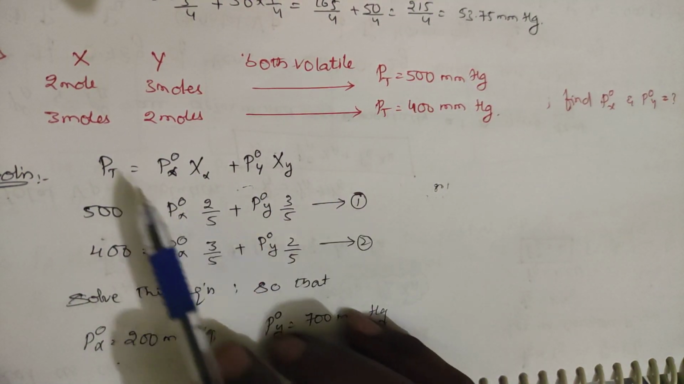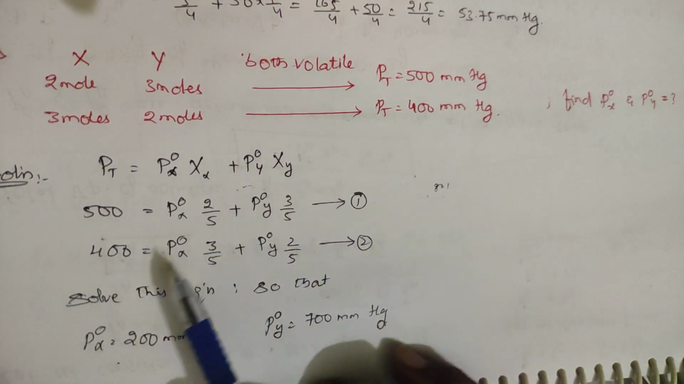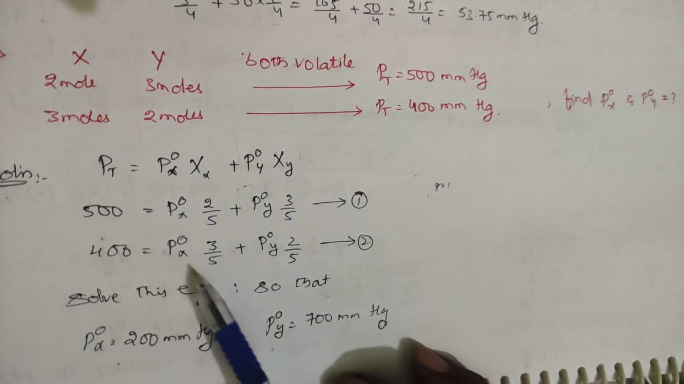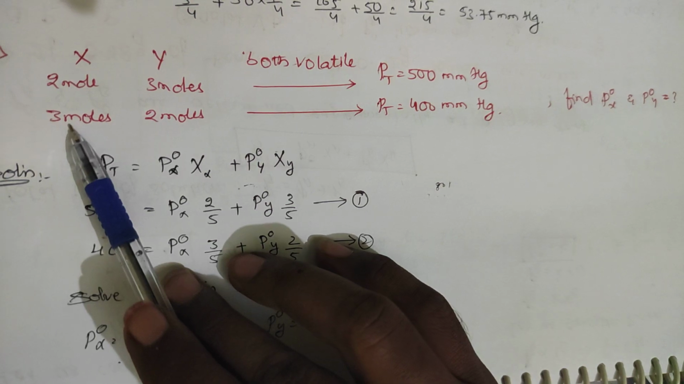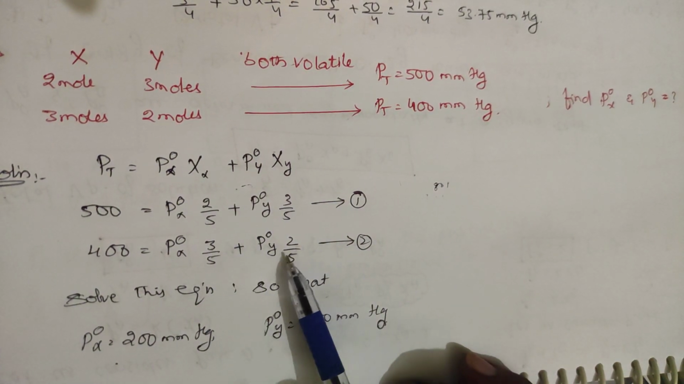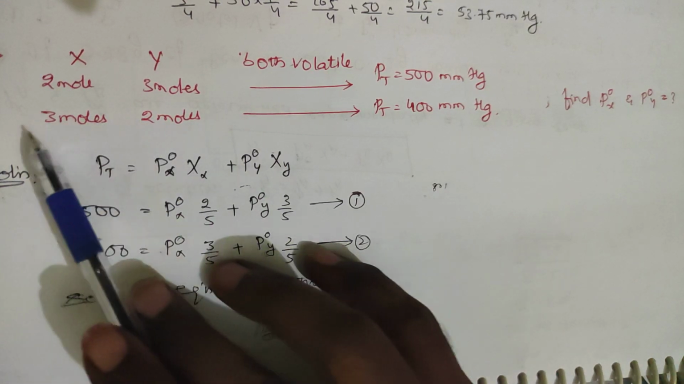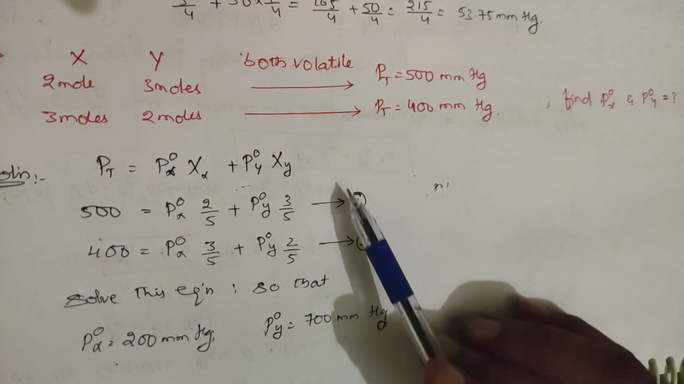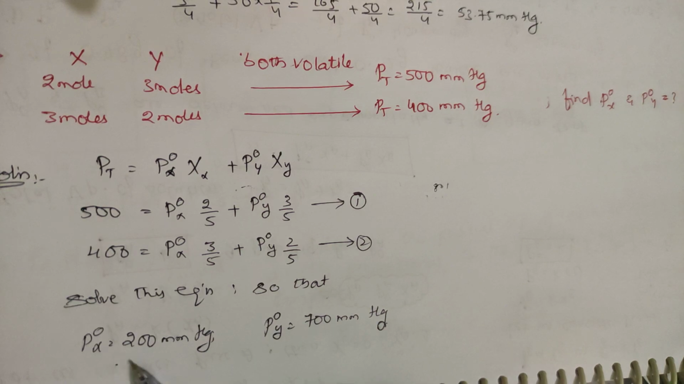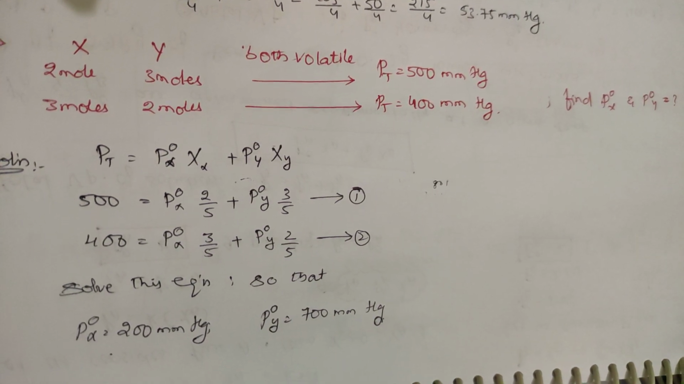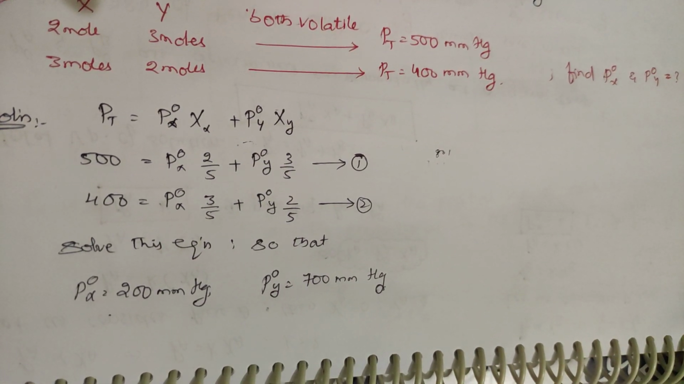This is the first equation. Second equation, it is 400 total pressure. P naught of X, you should find out. Here it is 3 moles, total moles is 5, so 3 by 5, plus P naught Y, number of moles, this is 2 by 5. Solve these two equations so that you will be getting P naught X is equal to 200 mm Hg, and P naught Y is equal to 700 mm Hg.